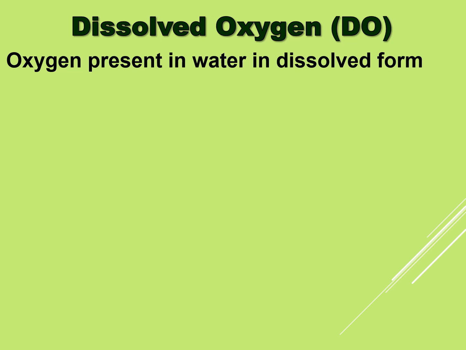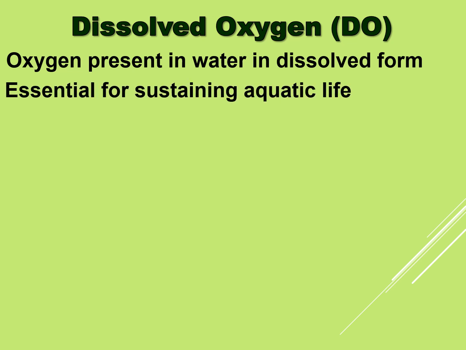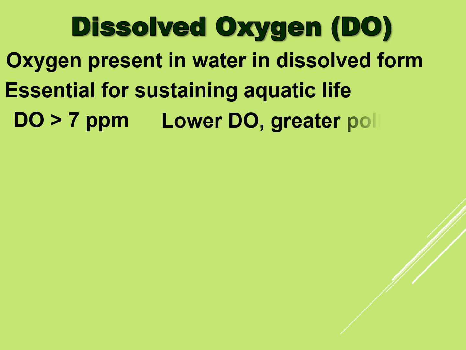We know that in all water bodies like lakes, rivers, etc., oxygen is required. Oxygen is present in the dissolved form and it is also required for sustaining aquatic life. That is the significance of dissolved oxygen. Essential for sustaining aquatic life, the dissolved oxygen content ideally should be greater than 7 ppm. Lower the dissolved oxygen, greater will be the pollution. So dissolved oxygen is also a measure of how polluted the water is.